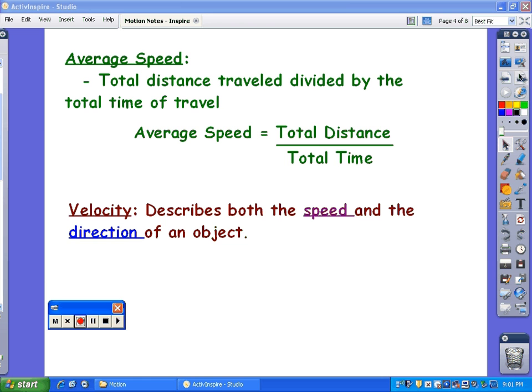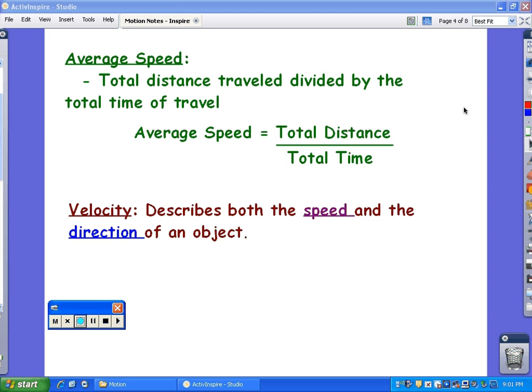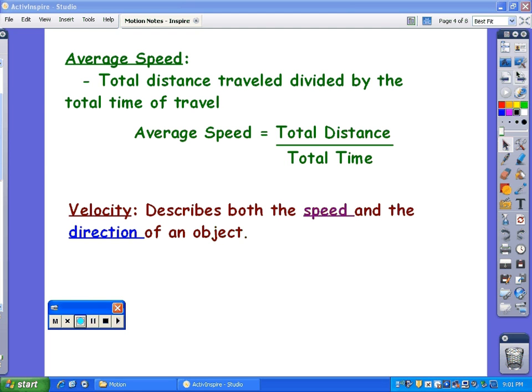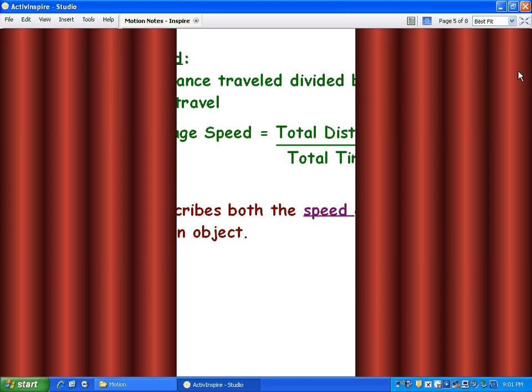Oftentimes the two are interchanged in your everyday science vocabulary and in your everyday formulas.